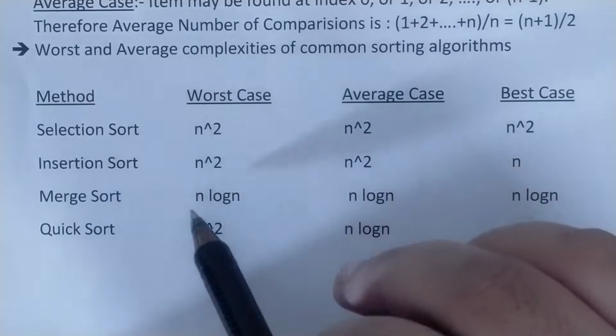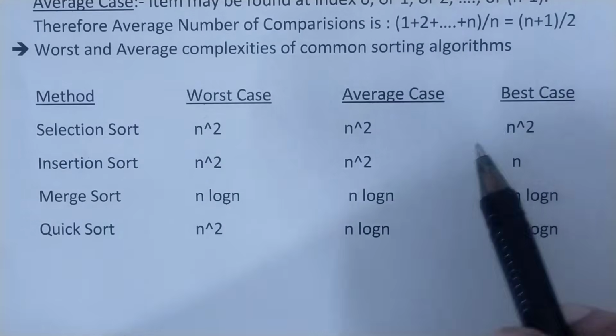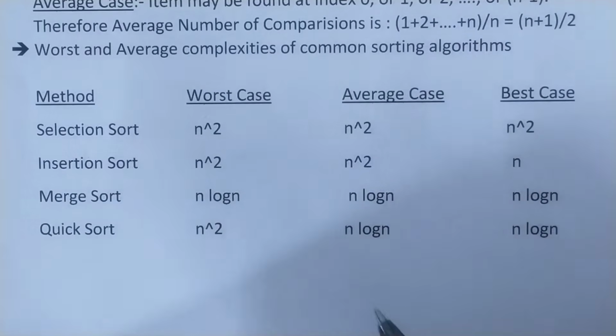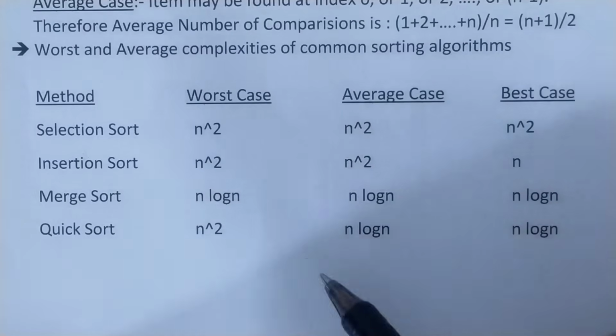Here I have written worst case, average case and best case time complexity for some common sorting algorithms like selection sort, insertion sort, merge sort, quick sort. Please remember these complexities for future references.